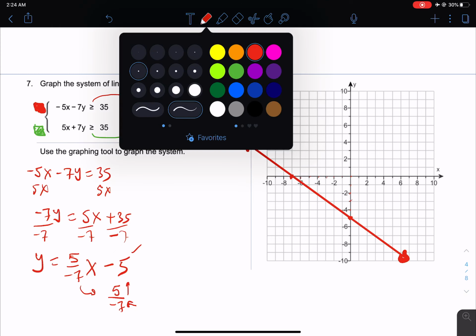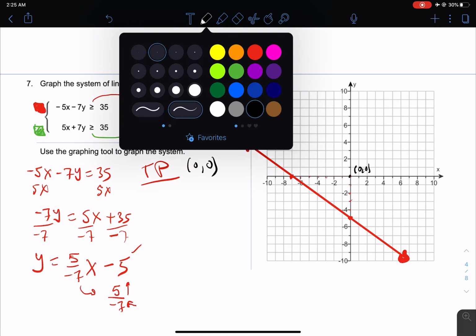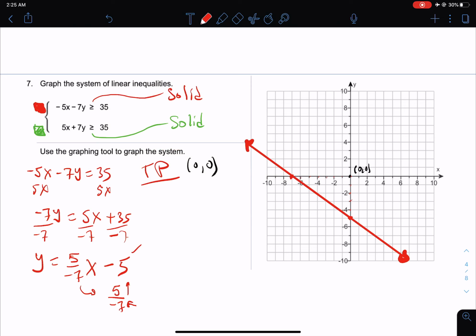Now which side do we shade on? All right, which side do we shade on? We're going to have to use a test point, TP. Test point, and since it's such a beautiful point to use, I'm going to use 0, 0. And you get pretty quick. You actually look at this and know what it's going to be. But I show my work here just in case someone says, well, I can't hear the questions out there. So I just assume people don't know what's happening.